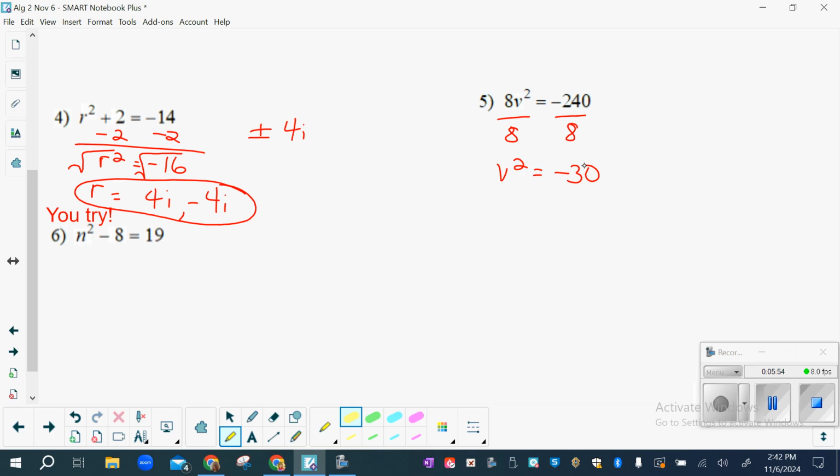Jonah, what do we do next? So before we do that, what do we do with the square? Square root, good. And so what we want to do, we want to simplify that 30. Is the 30 going to simplify at all?